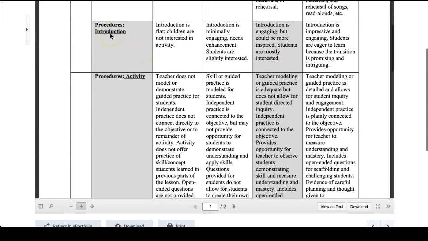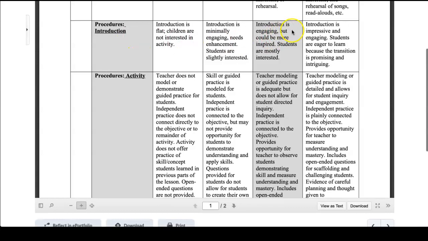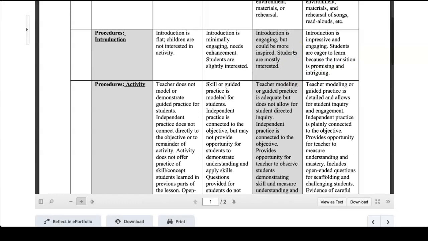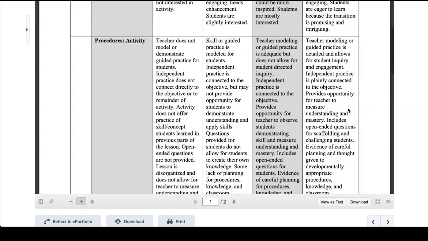Procedures. Starting with your introduction, there's 3 components to your procedures. Introduction is engaging, but could be more inspired. Students are mostly interested. Remember when we talked about the introduction of your lesson plan, that you're encouraged to consider at least 2 out of the following 3. Eyes on, ears on, hands on. So again, if we look at exemplary, introduction is impressive and engaging. Students are encouraged to learn because the transition is promising and intriguing. You're making the children excited and wanting to come over to your primary lesson plan location.